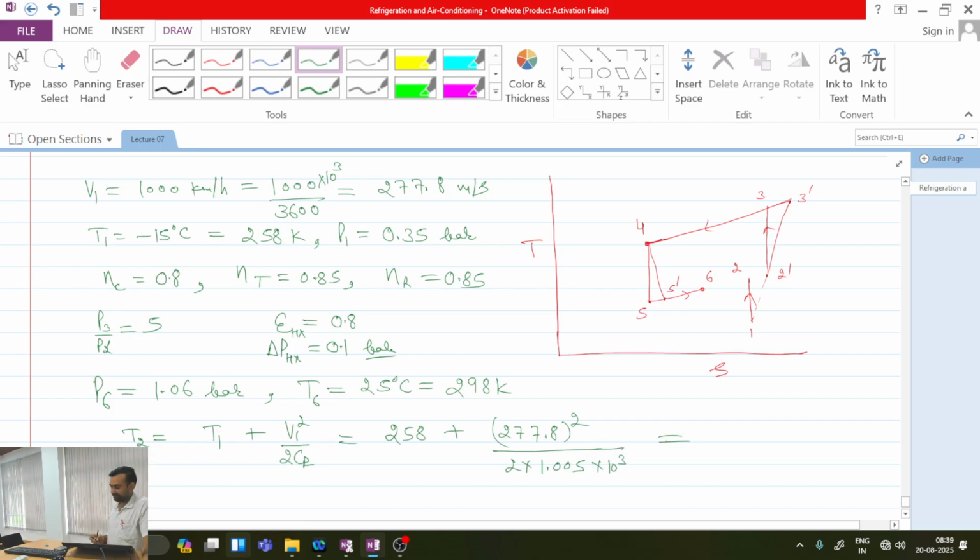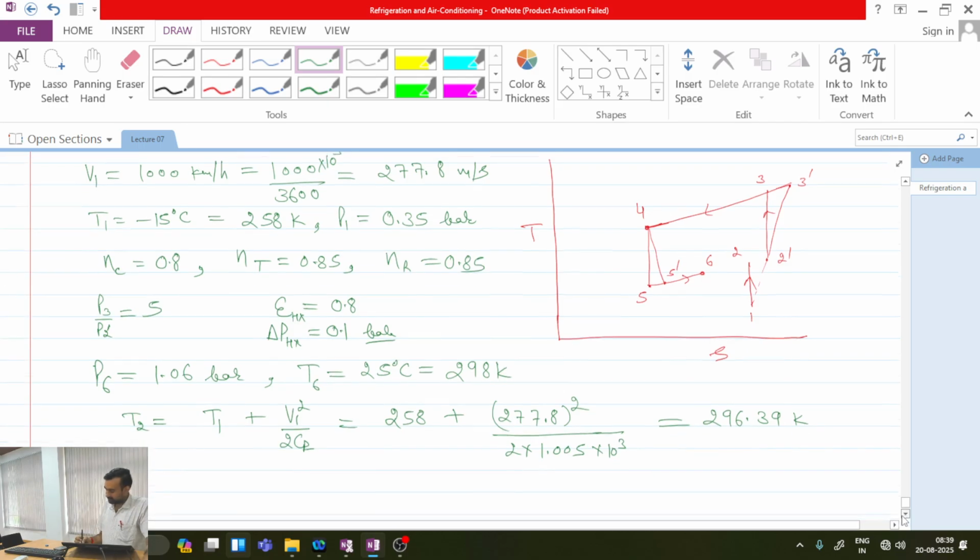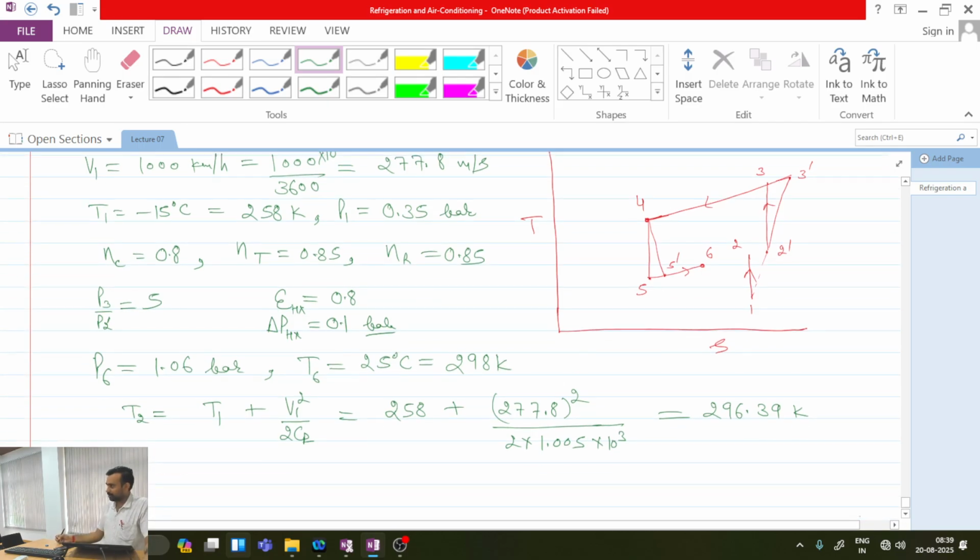How much is the value of T2? 296. Okay, so 296.39 is as per the solution. Okay. What else? Can I calculate pressure now? How?